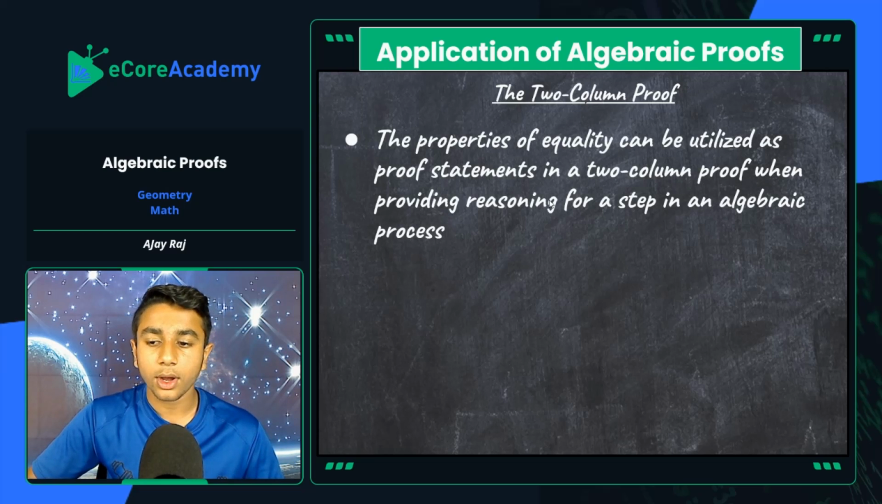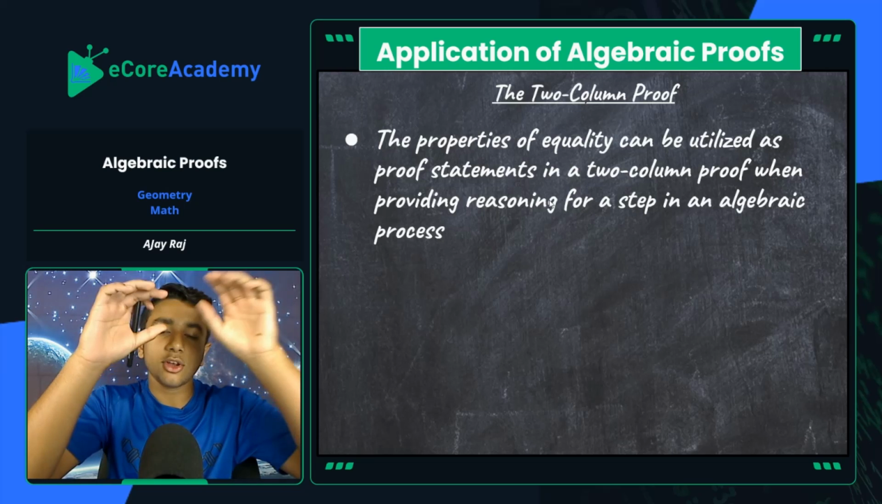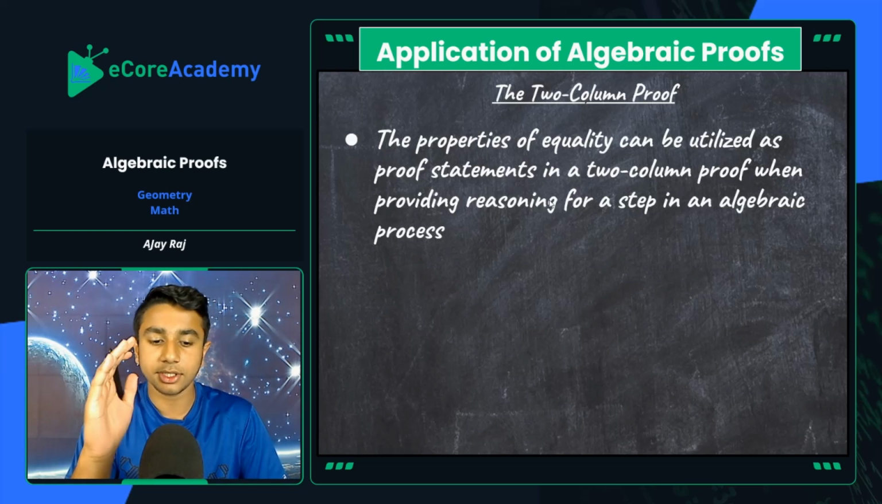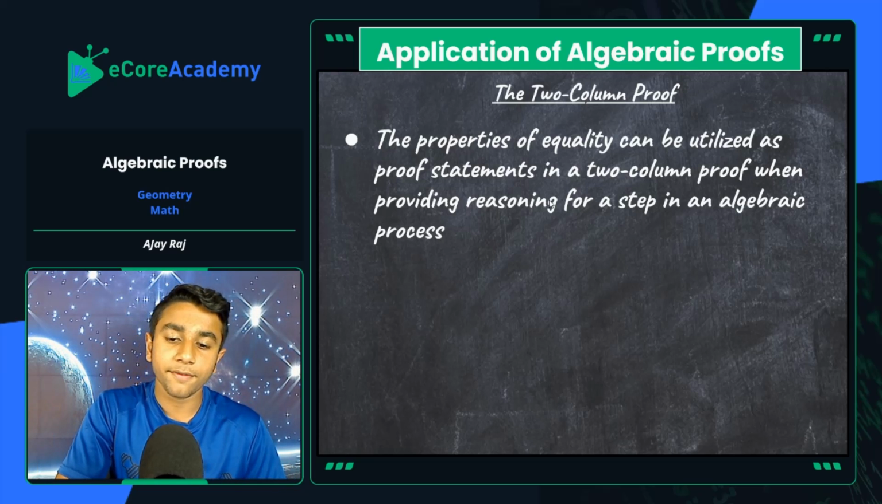So the properties of equality can be utilized as proof statements, like I said at the beginning of the video, in a two-column proof, which is a style of proof. It's a form of proof in which you can take a geometric process, such as an equation, and break it down into little steps, and on the opposite side, you give reasoning for that. These properties of equality are very important because they can be utilized as proof statements in a two-column proof when providing reasoning for a step in an algebraic process.